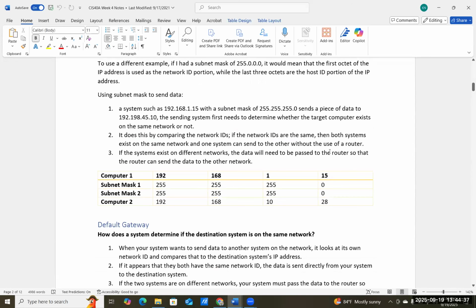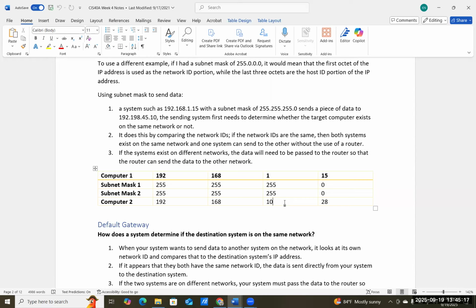Okay, so now what I can do is separate one system from the next system into a separate network by changing the network ID, right? You see this one is a .1 and this one is a .10. It's a completely different network, right? So that represents a different town. So computer 2 can be on a different network if we modify the network ID, right? This is how we can separate it.